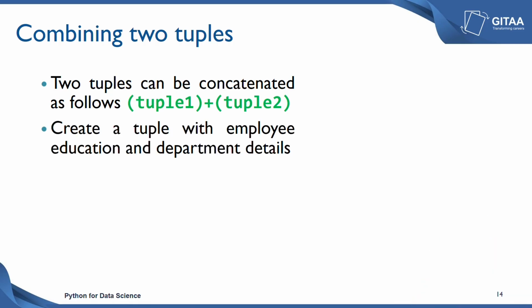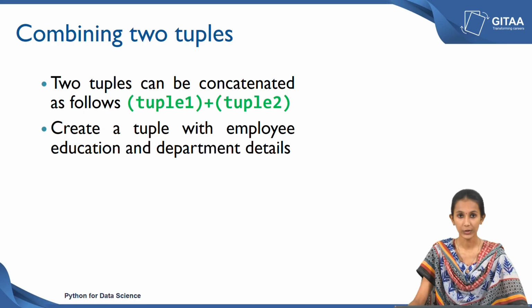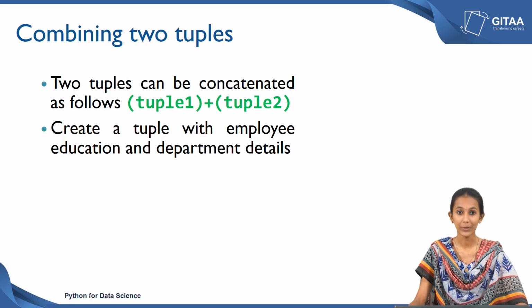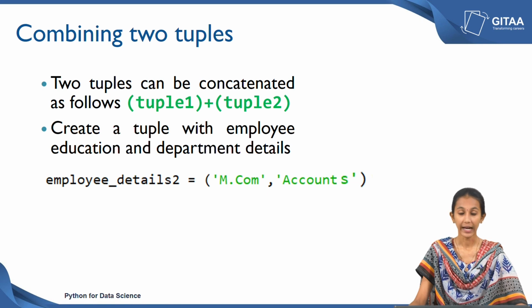We already created a tuple with the employee details. Now, I am going to create another tuple with employee education and department details. We already had employee_details, which has the ID, age, employee name and salary details. Now I am creating employee_details_2, which has the education, MCOM, and the department he belongs to, which is accounts.